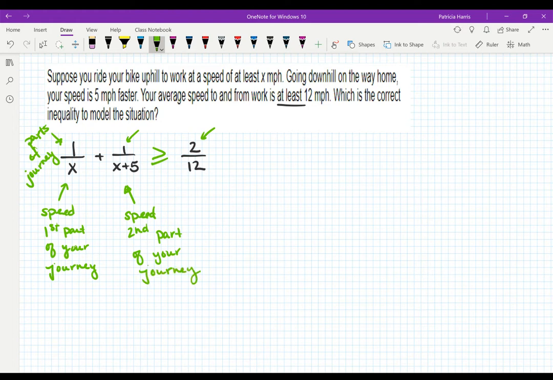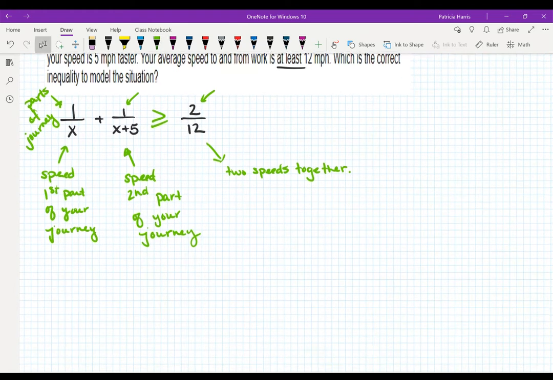Now, if you put those 2 parts together, you want to have an average of 12 miles per hour. Okay. All right. So this is the setup. So on your assignment, this is all it wants you to do. Okay. We're going to go a little bit farther. Let's solve it. So first thing I'm going to do is reduce 2 over 12 to 1/6 just to make my life a little easier. So let's go ahead and solve this.